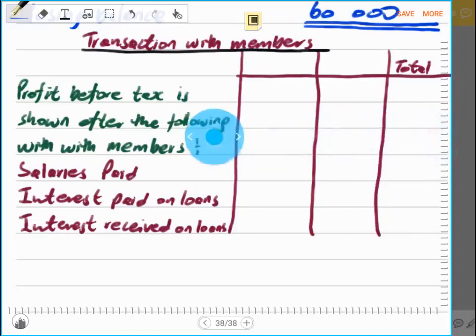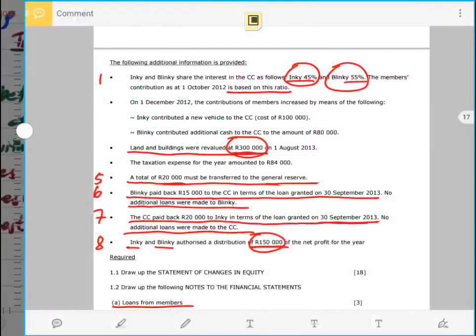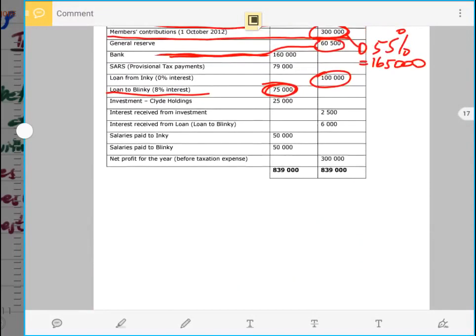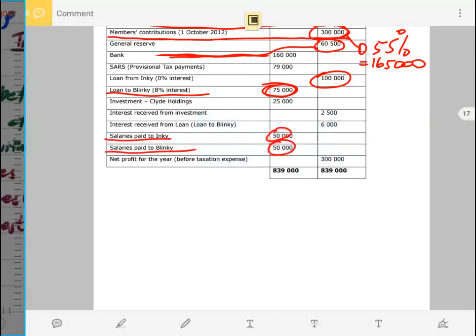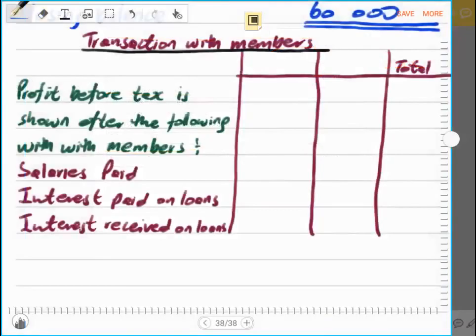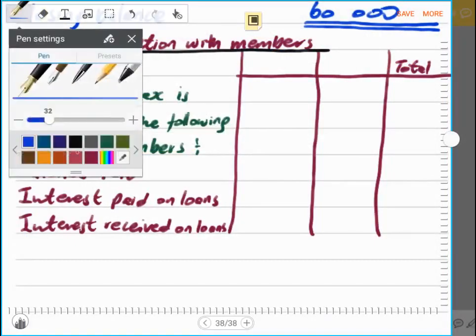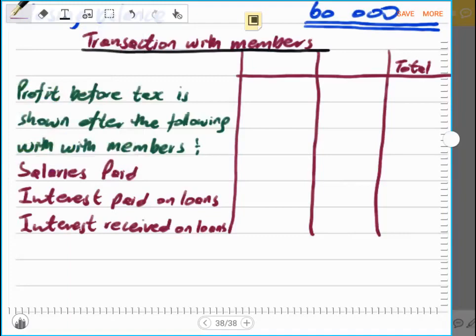So now from the trial balance we were told how much was paid to the members. The trial balance told us that there were payments of salaries to both members, which is Inky and Blinky, and both of them were 50,000 rands. And we know that a payment of the salary is an expense. Then we go under salaries, we record such amounts and we record both of them as outflow of cash. Under salaries paid, we say minus 50,000 rands and we say minus 50,000 rands. Then under total, you can just write your 100,000 rands. If the total column is not there, please don't create it.